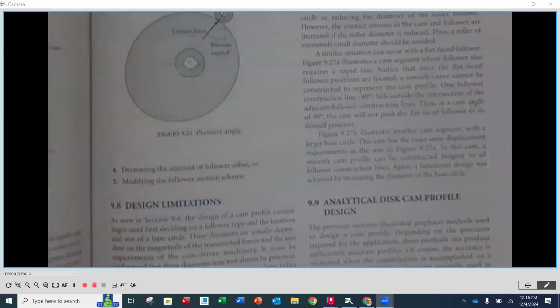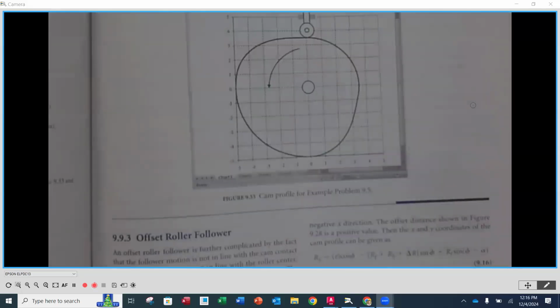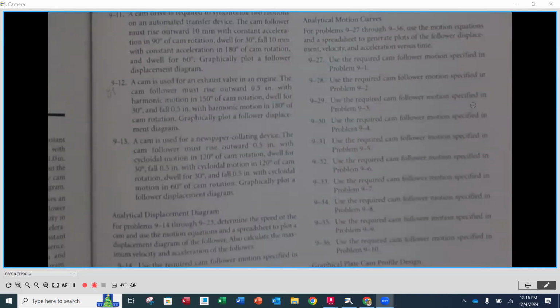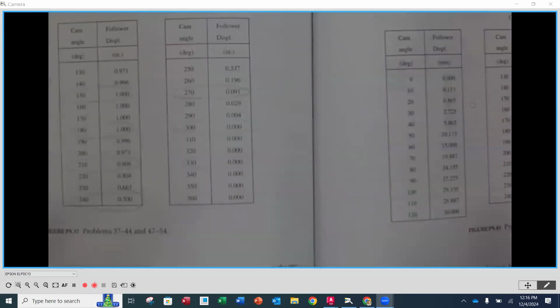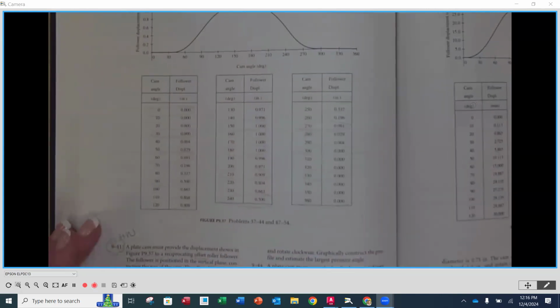Now, the problem that we're going to demonstrate, there are no examples in here. And again, I'm going to demonstrate this. You don't have to do it with me. All I'm going to do is go through and give you a demonstration of the process that you're going to take.